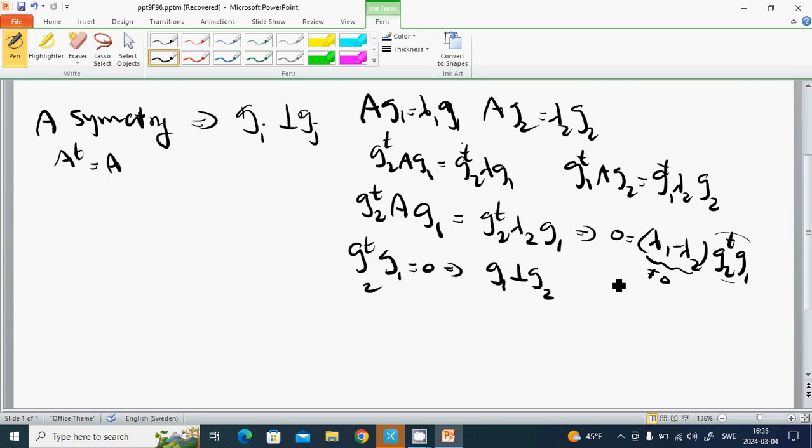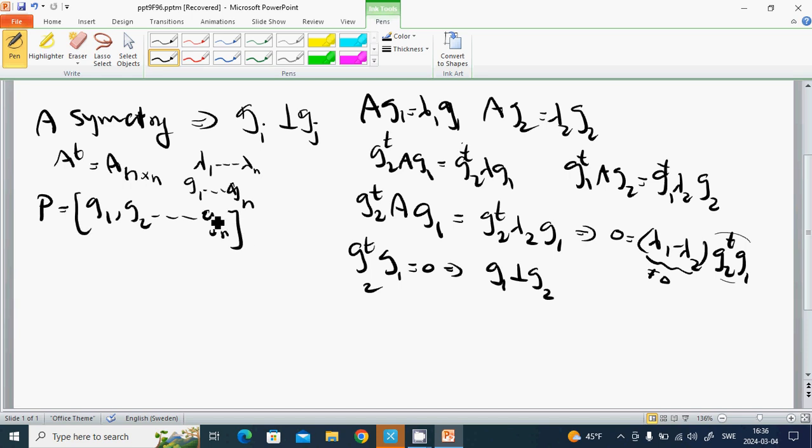Another method is that A is a symmetric n by n matrix and has n eigenvalues λ1 to λn and n eigenvectors g1 to gn, and P is going to be the matrix with columns g1, g2, up to gn, and is orthogonal, and P transpose A P equals D, which is the diagonal matrix of λ1, λ2, up to λn. And we are going to see this in an example.